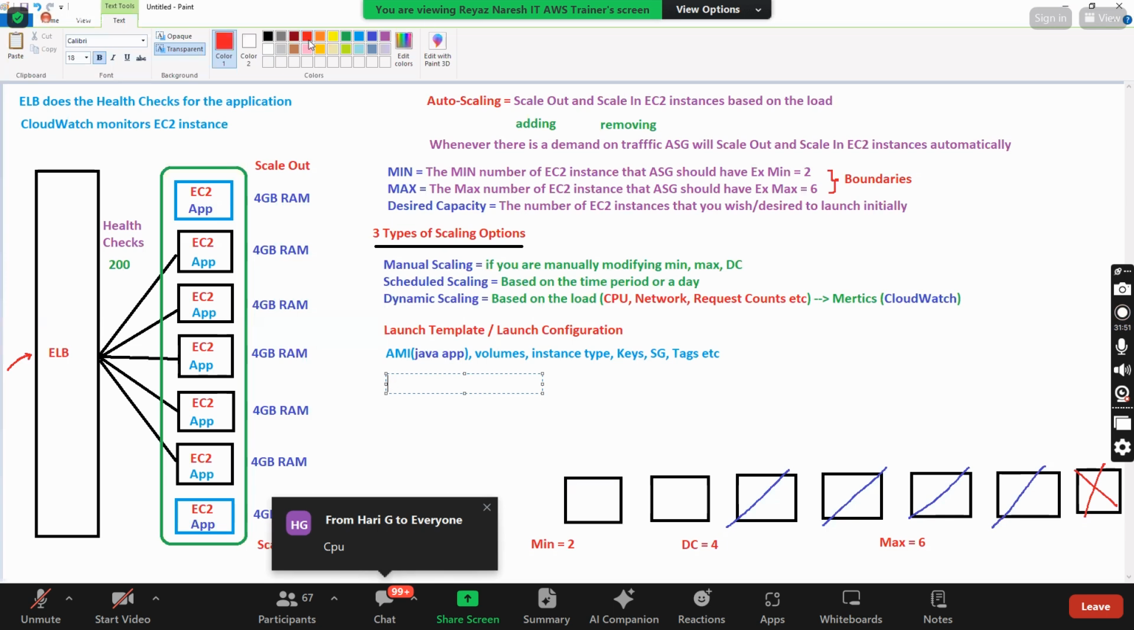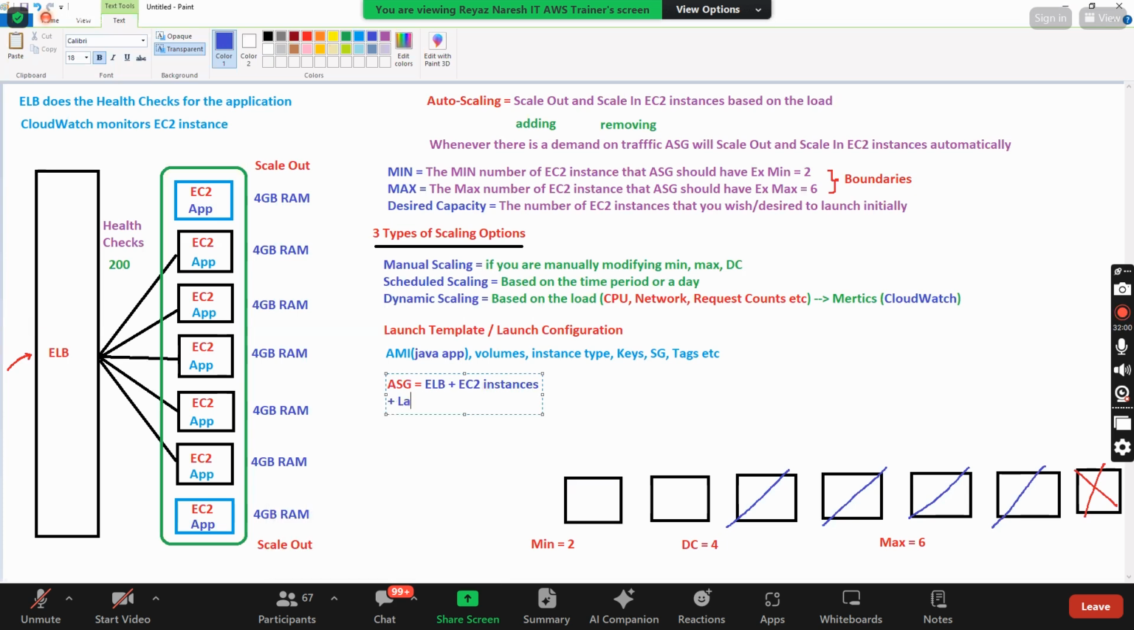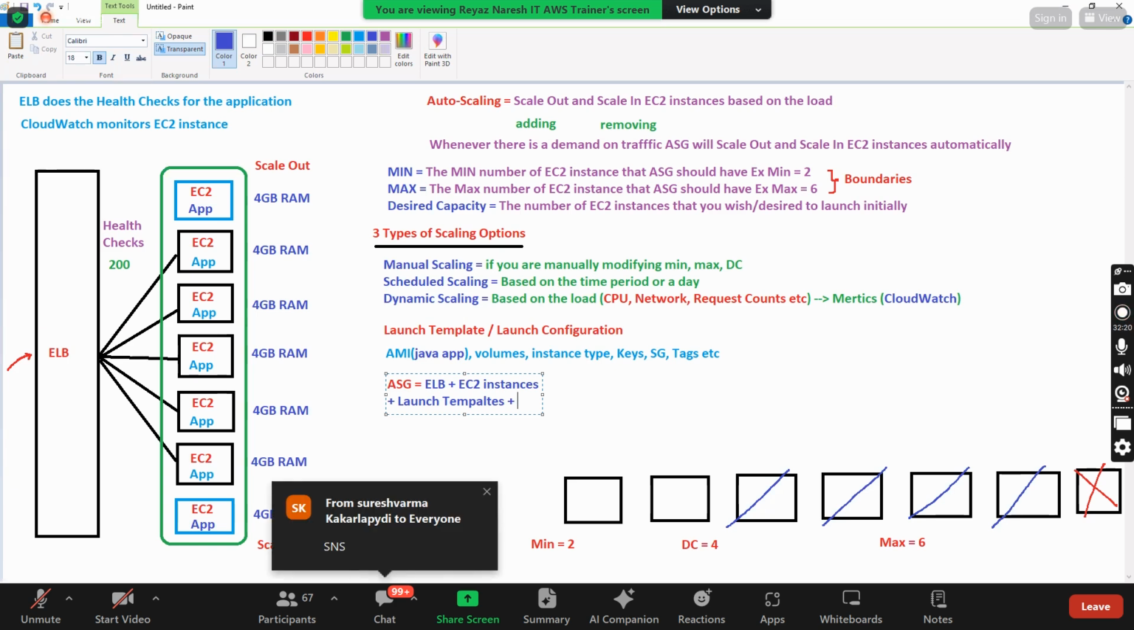So the auto scaling group is a combination. You need to have an ELB, plus EC2 instances, plus launch templates. And if you want to get notifications that scale out has happened, one machine is launched, one machine is terminated, which service can you use? Yes, SNS.